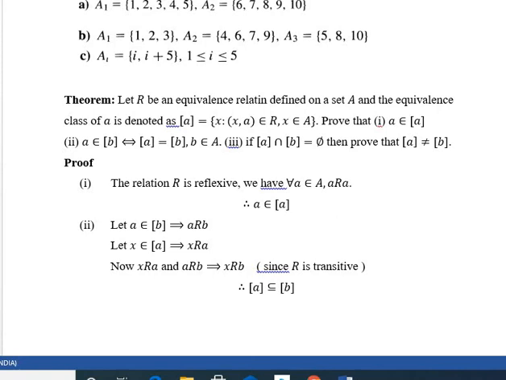So we go to the proof. First, we have the relation R is reflexive. We have for every a element of A, a is related to a. Therefore a is an element of [a]. Second, we have a element of [b], so that implies a is related to b. Let x element of [a] imply x related to a. Now x related to a and a related to b implies x related to b, since R is transitive. Therefore, [a] is a subset of [b].